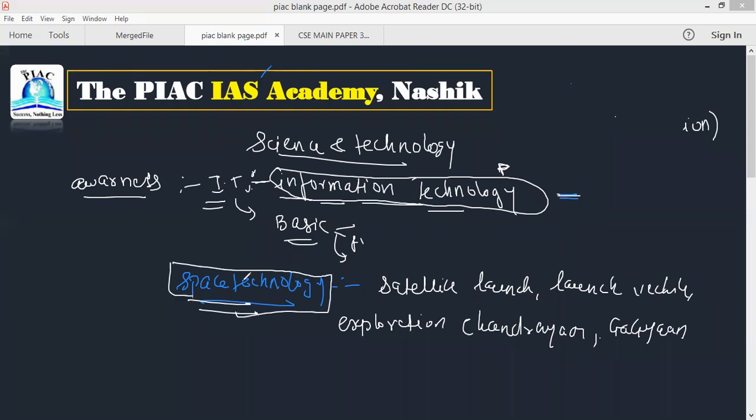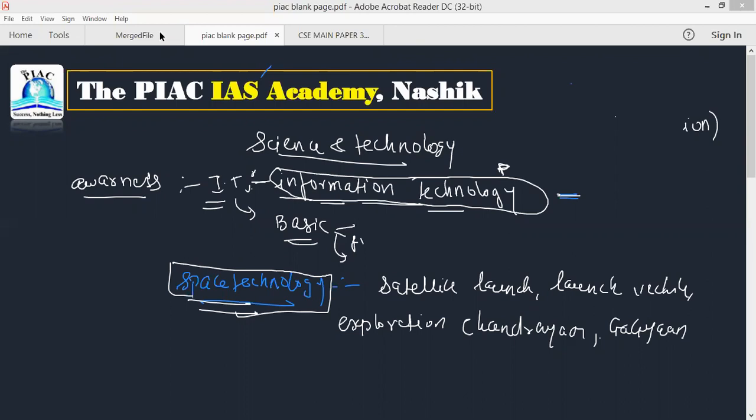Then there are some agreements for space technologies. Several agreements have been made at the international level. Which is the important institute or international body looking after the field of space technology? All these things are there. Now this is related to your space part.